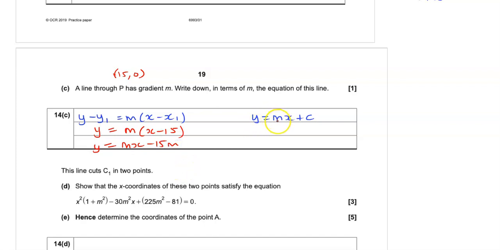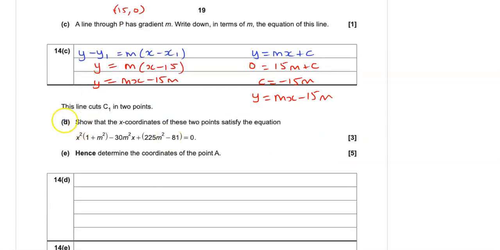And then the one on the right, if we were going to do it that way, then we know that 0 = 15m + c, which means that c = −15m, therefore y = mx − 15m. So either way you do it, you end up with the same result.